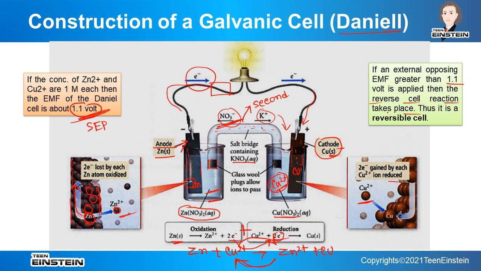And remember, this is also called a reversible cell, because when you apply a greater volt than this value, the reaction will be reversed. That is why it is also known as a reversible cell. So the Daniell cell is a reversible cell. Fine.